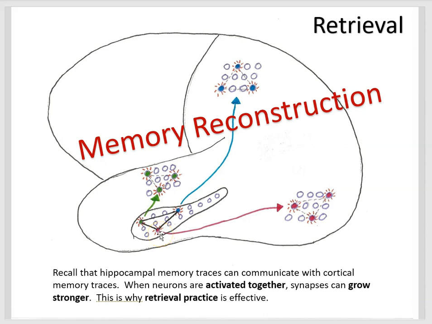Recall that when we retrieve a memory, some cue has reactivated the hippocampal memory trace. Those hippocampal neurons then reactivate the cortical memory traces. But whenever neurons are activated together, synapses can go stronger between those activated neurons. In other words, reactivating a memory trace sets up the situation where the memory trace can be strengthened. And this is why retrieval practice is an effective study technique. Every time we retrieve a memory, we give the brain a chance to strengthen the neural connections between those allocated neurons, thus strengthening the memory traces.